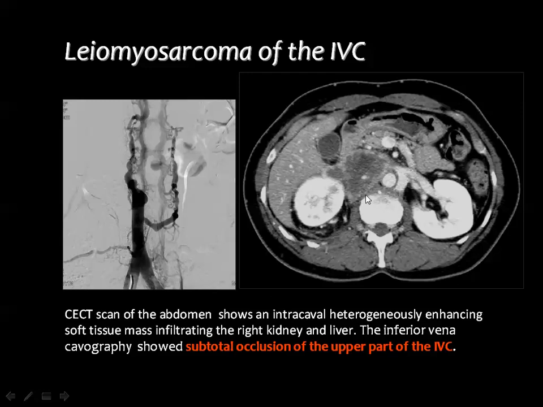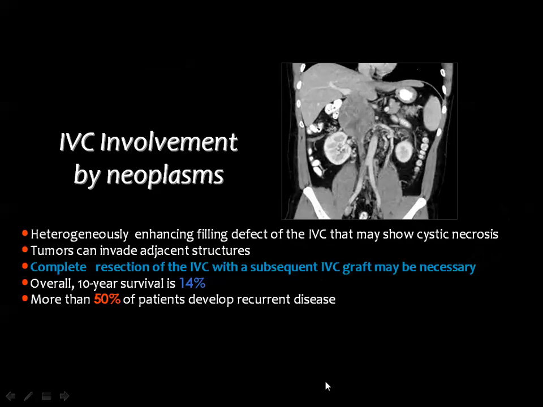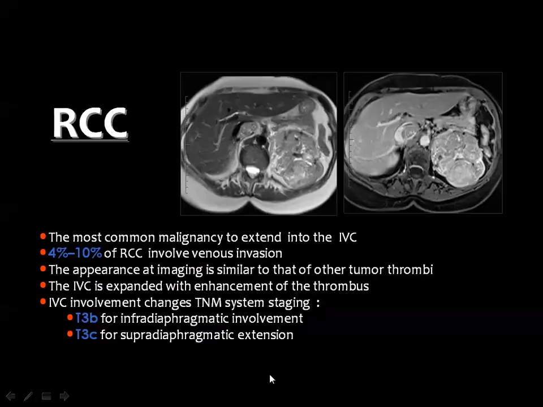And here by CT scan you see the aorta, and you see a mass infiltrating the region of the IVC representing leiomyosarcoma. Another case of leiomyosarcoma of the inferior vena cava. Here is a big mass which is heterogeneously enhancing. And one of the ways to treat this is by resection of this part of the IVC and putting a graft to ensure the venous drainage. Then the overall survival is about 14%, and more than 50% of the patients will develop recurrence of the disease.